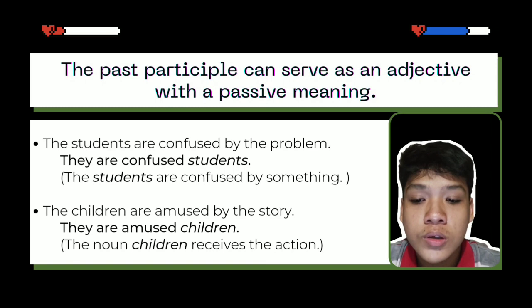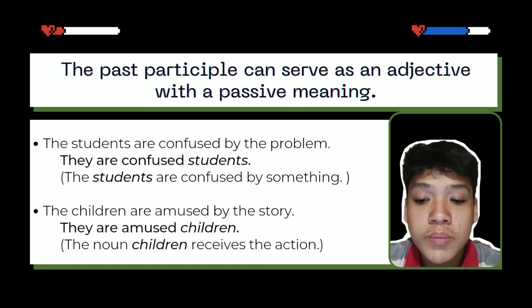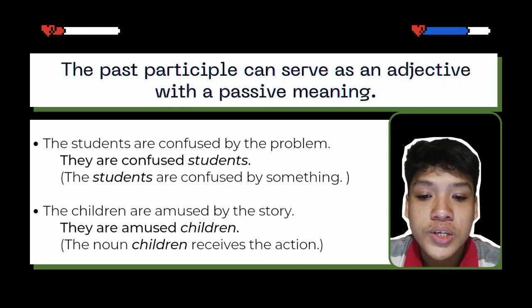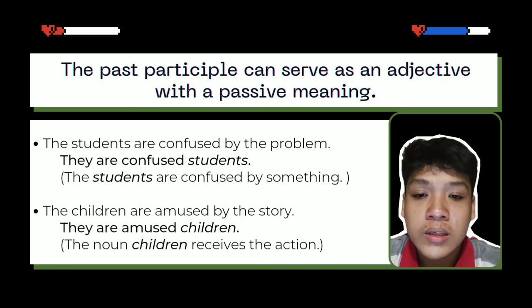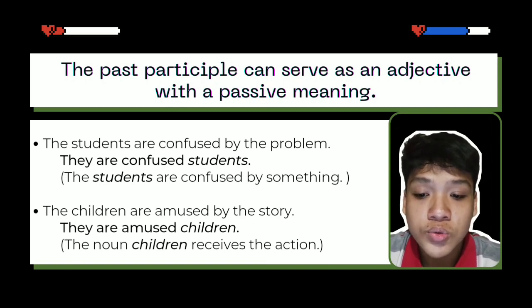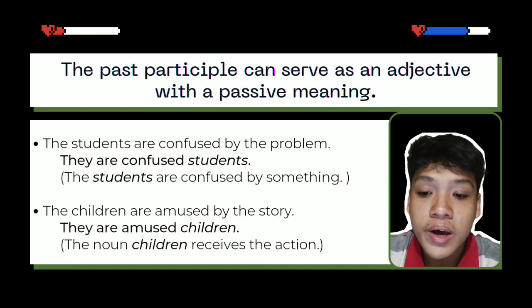Okay, let's look at the example. Example number 1. The students are confused by the problem. Siswa bingung dengan masalah. Jadi kalau past participle itu menjadi they are confused students. Mereka adalah siswa yang bingung.